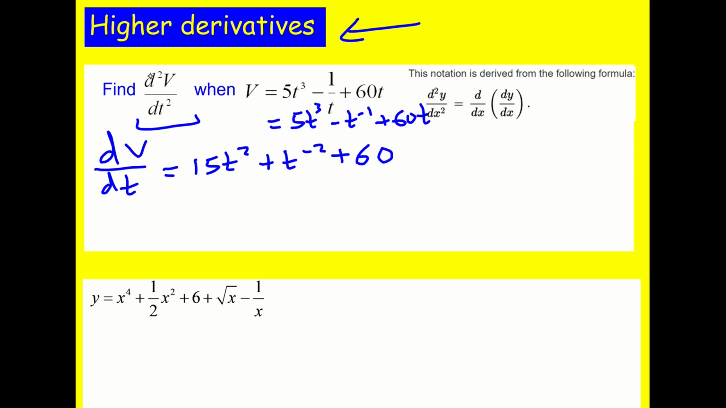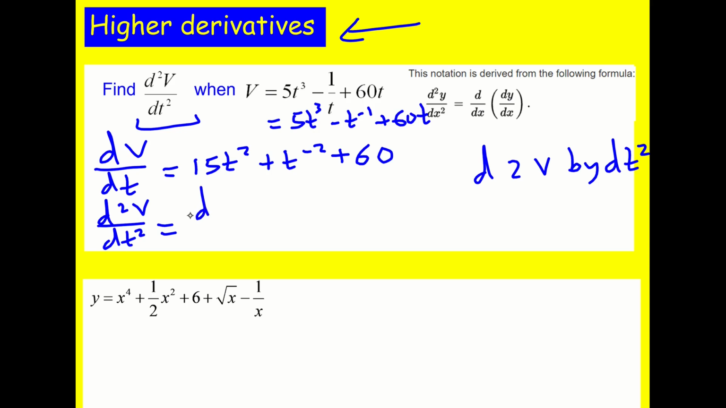Now, if I want to find this thing here, we call it d2v by dt squared. I think I'm going to write that down. d2v by dt squared. It's a bit of a strange way of saying it, to be fair, but you don't tend to say d squared v, you'd say d2v by dt squared. Don't know, that's how we do it. And what it means is that we differentiate a second time.